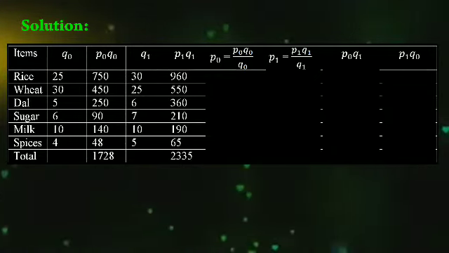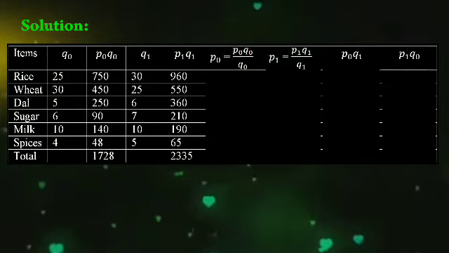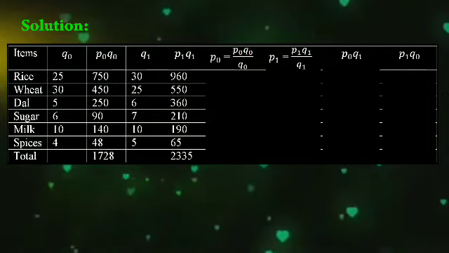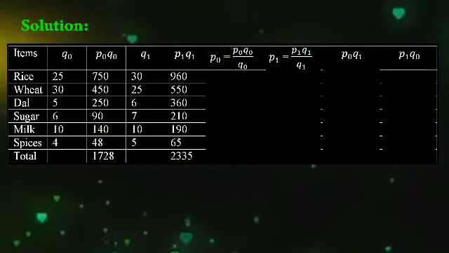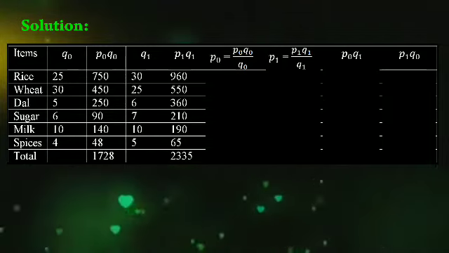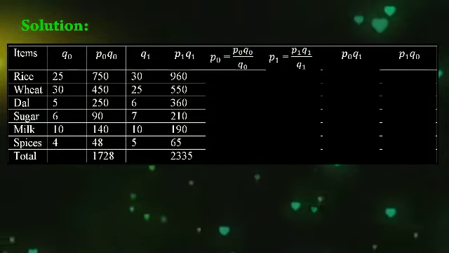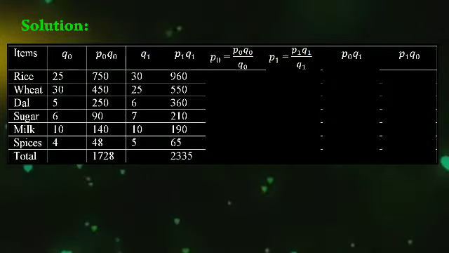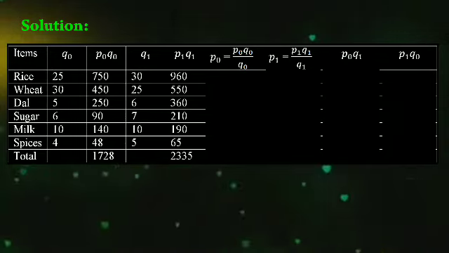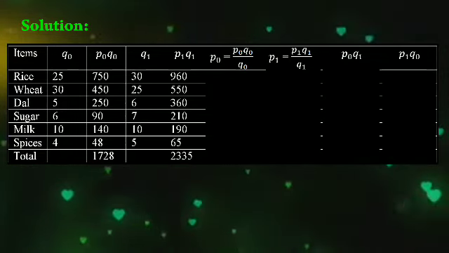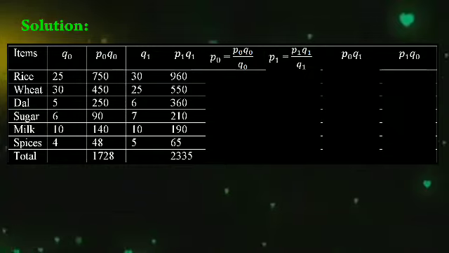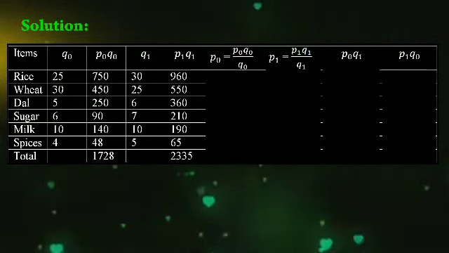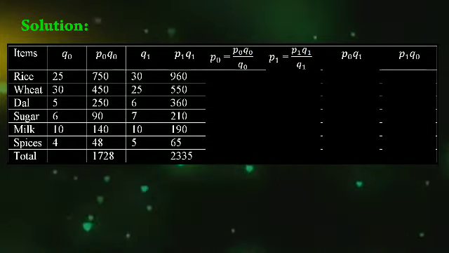So the first set of data in the given slide is the quantity values. Write it as Q naught, base year quantity values, and copy the data. They are 25, 30, 5, 6, 10 and 4. Copy the second set of data, that is values given for the base year, which is P naught, Q naught. And the values are 750, 450, 250, 90, 140 and 48. Since it is a product of price into quantity for the base year, find the sum total of that, and the total is 1728. Copy the next set of data.